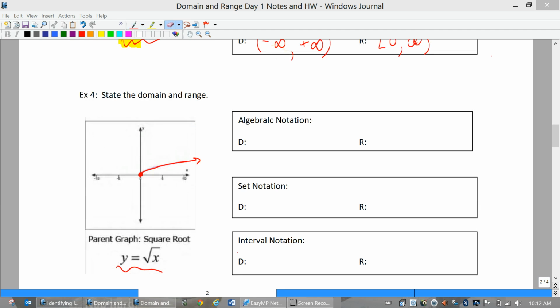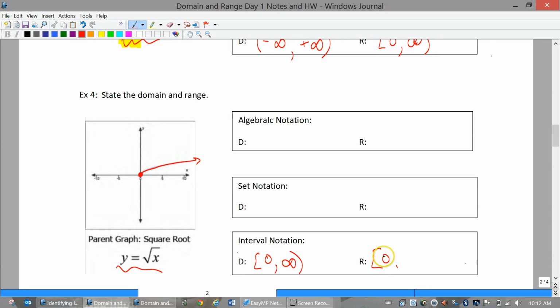I would start with interval notation, I'm going to start there because that's where we started. On the picture, it starts at 0 to the left. The furthest to the left is 0. It goes to the right forever and ever. Range: furthest down it goes is 0. It's a bracket because it got there. It goes up forever and ever.